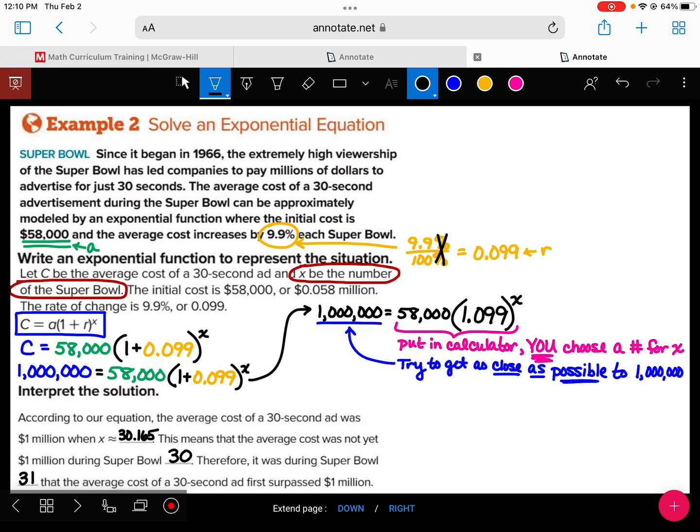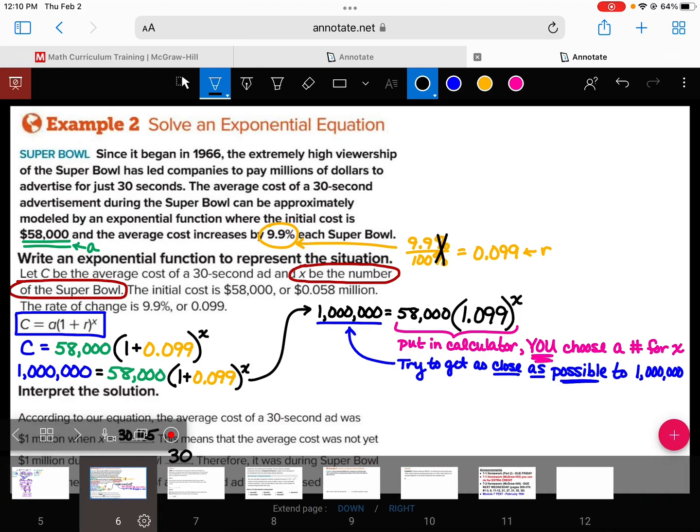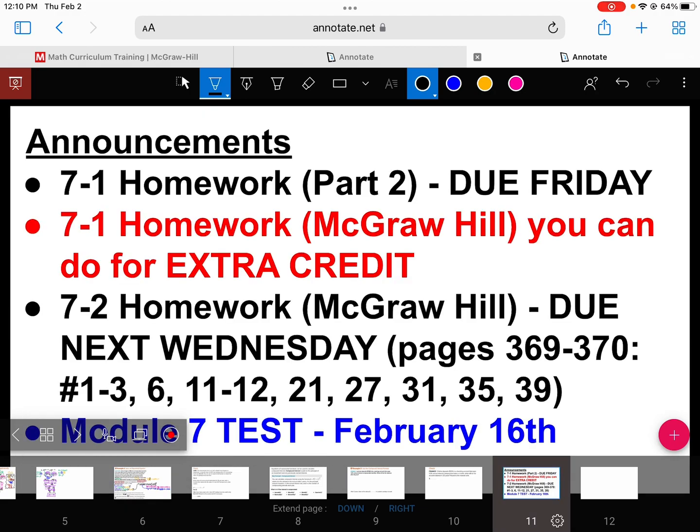All right. The homework that is due on Wednesday is pages 369 to 370. Numbers 1 through 3, 6, 11 and 12, 21, 27, 31, 35, and 39. Not due till Wednesday next week.